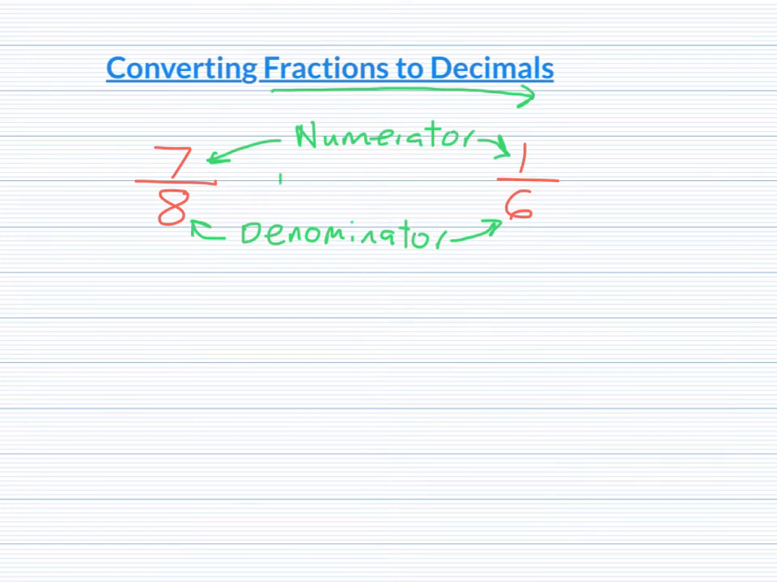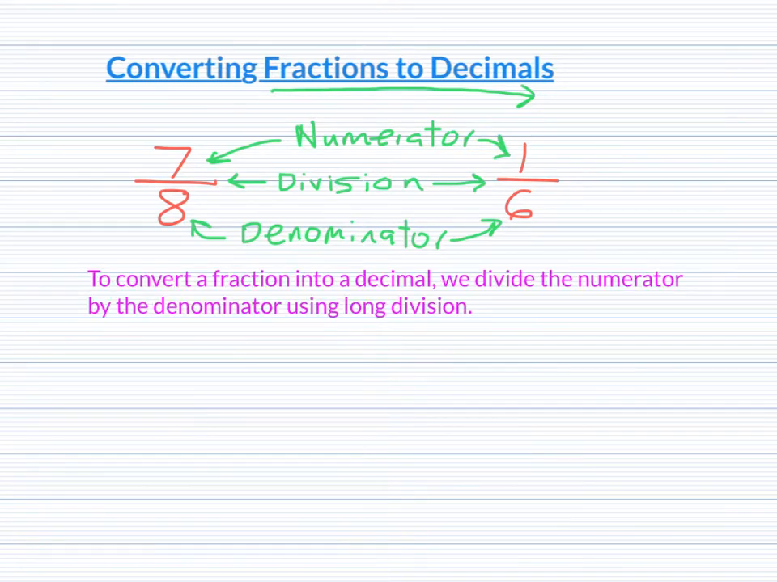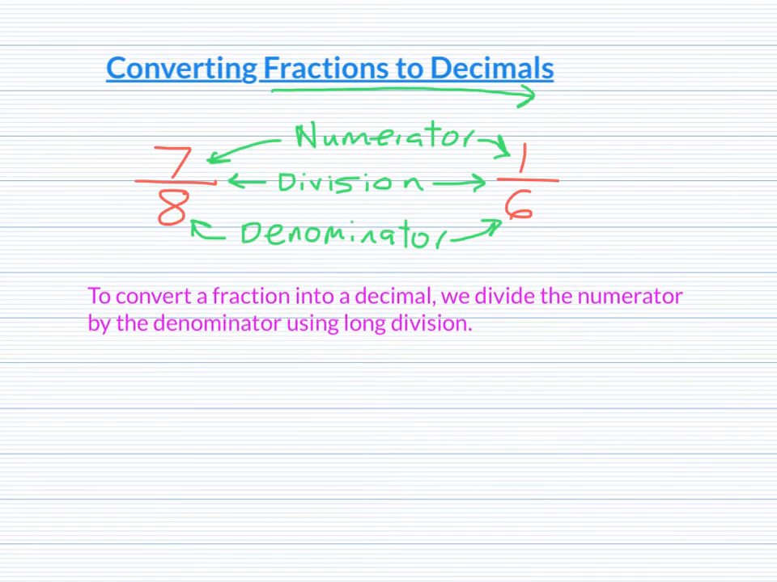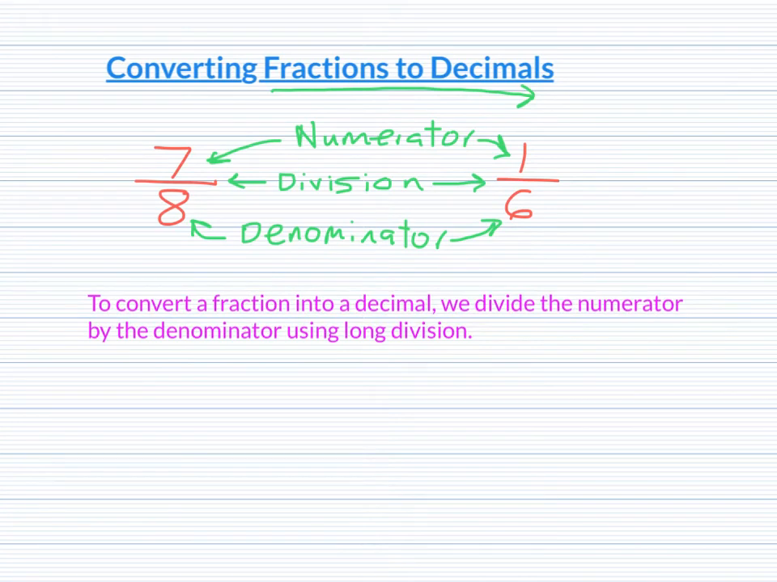That fraction bar actually symbolizes division. So when we think of the fraction 7/8, what we really think of is we have 7 divided by 8, or 1 divided by 6. And that's actually how we convert fractions into decimals. In order to convert a fraction into a decimal, we take the numerator and we divide it by the denominator. That's it. So all we have to do is use long division in order to do this. So let's see what that looks like on a couple of examples.